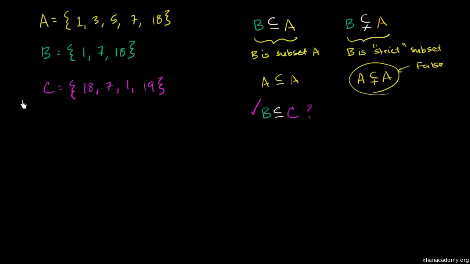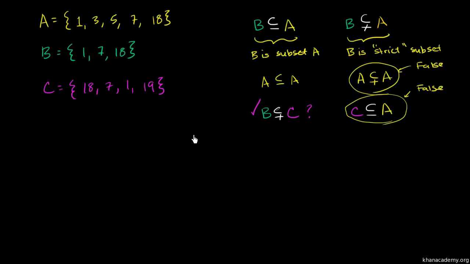Now, can we write that C is a subset of A? Let's see. Every element of C needs to be in A. So A has an 18, it has a 7, it has a 1, but it does not have a 19. So once again, this right over here is false. Now, we could write B is a subset of C, or we could even write that B is a strict subset of C.